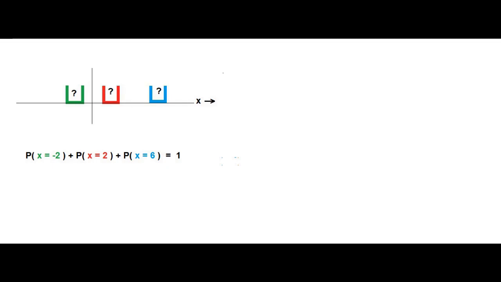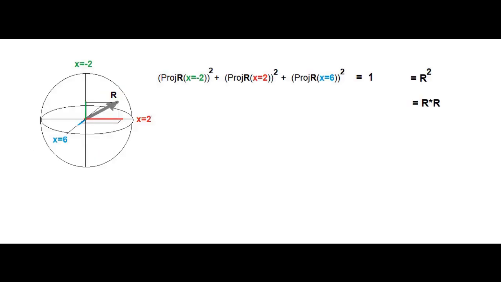We could represent this on a straight line as shown, which is perhaps the most obvious way of representing it. But we could also represent it on a unit sphere, using different orthogonal directions to represent the different possible x positions. The projections of vector r onto the green, red and blue position vectors then represent the probabilities of the ball being found at positions x equals -2, x equals 2, and x equals 6 respectively. Notice that the sum of the squares of the projections equals 1.